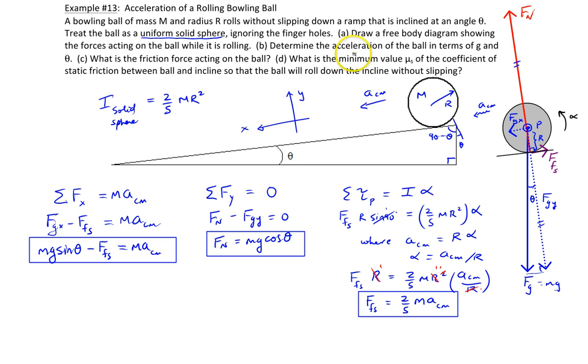I'd like to get an expression for the acceleration in terms of theta and g. How are we going to do that? If we look over here, we've got an mg sine theta, we have a force of friction, and then ma. And then I have a force of friction over here.